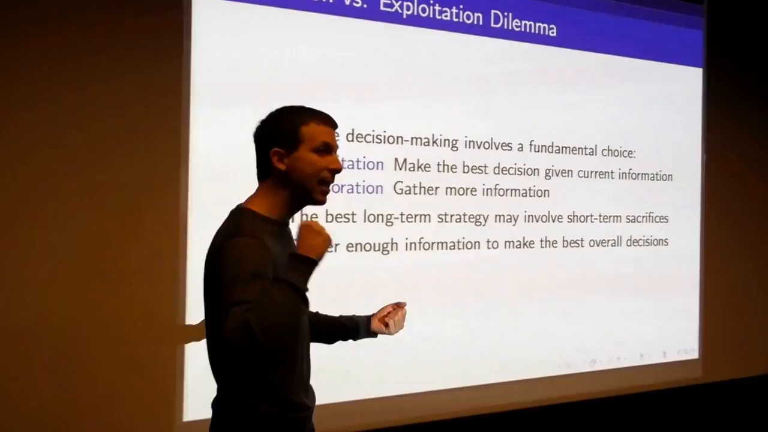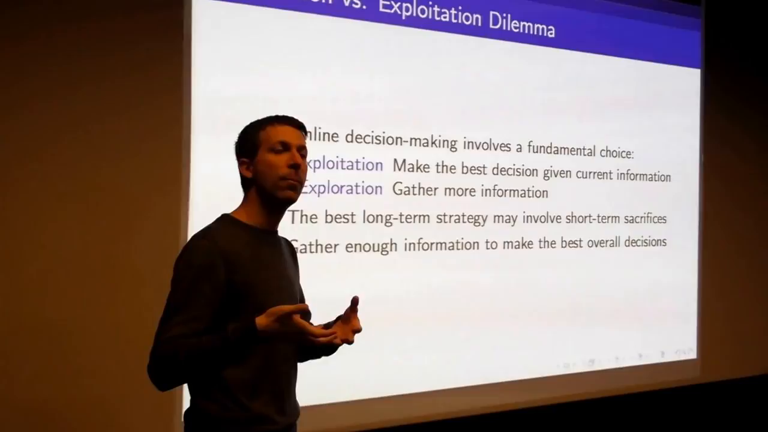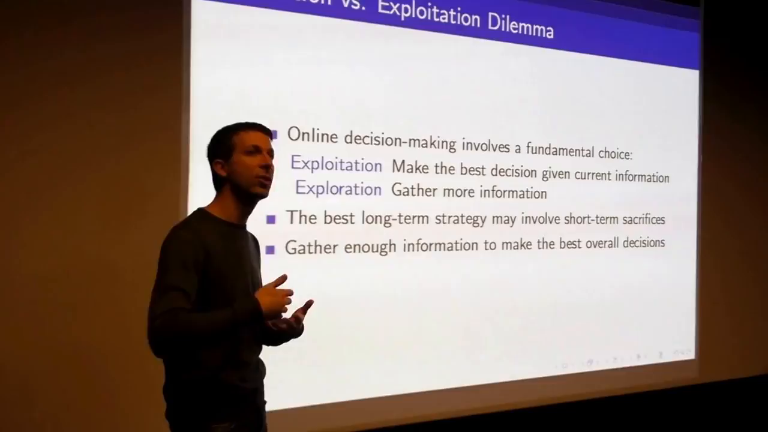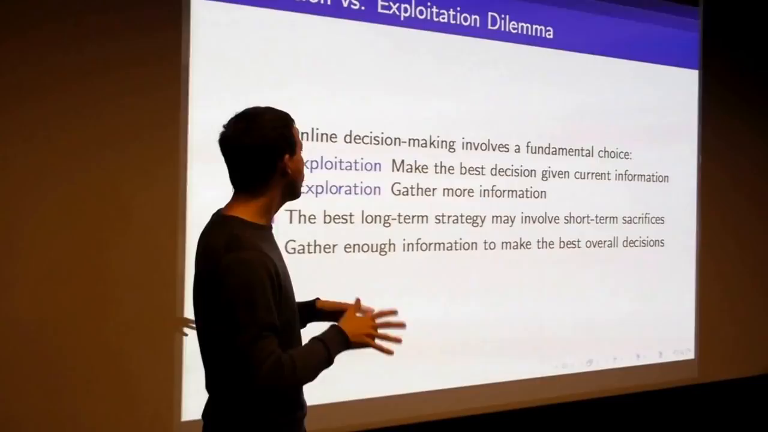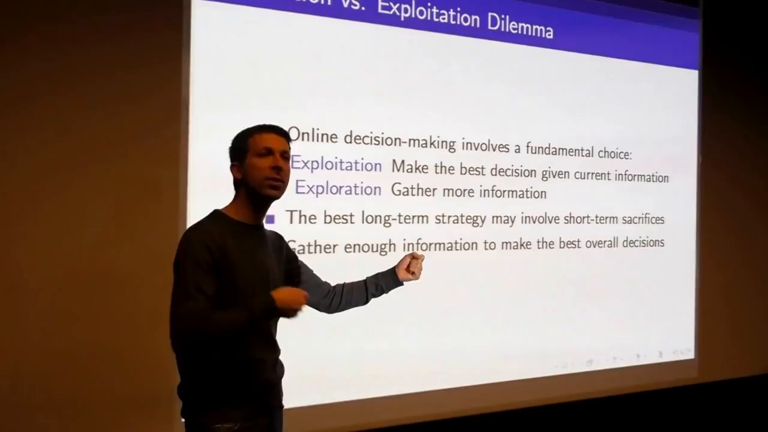Whereas exploration means doing something else. And there's a purpose to doing that something else, which is that we gather more information, which might lead us to make better decisions in the long run. So by gathering information, we believe that we might actually do better than taking what we currently believe is the best action. So often, the best long-term strategy might actually involve giving up reward in the short term. Like, we really believe right now that going left is going to give us more reward than going right, and yet we choose to go right. That's giving up reward we know we could get right now.